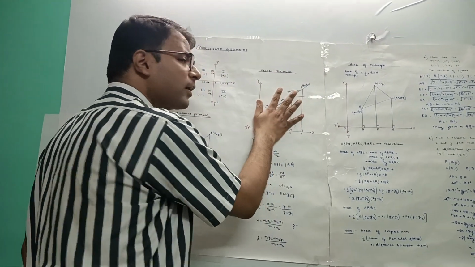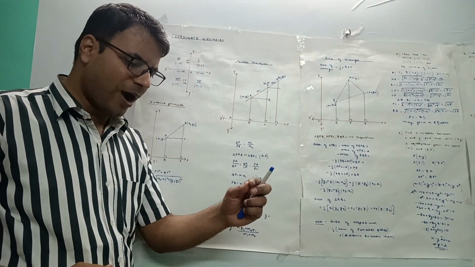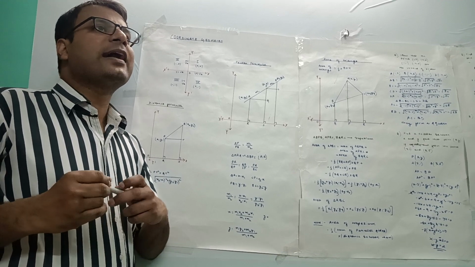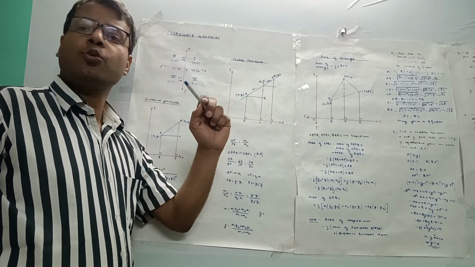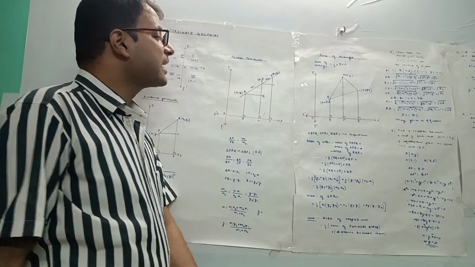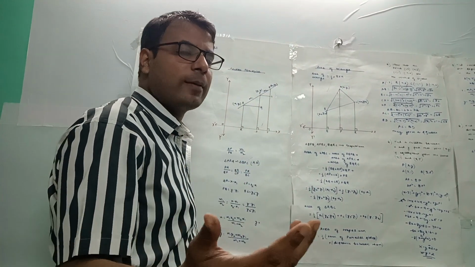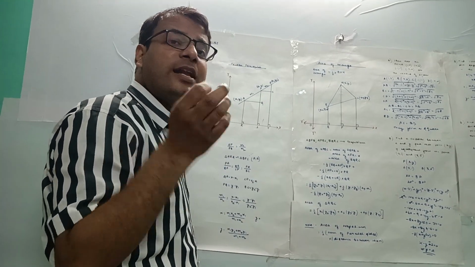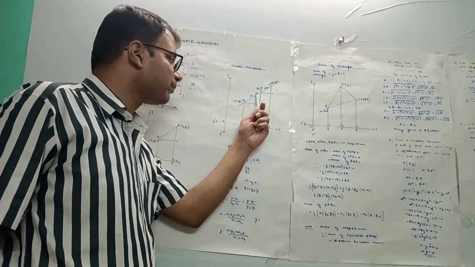Now the second thing which you have to read is the section formula. See, suppose there are 2 points forming a line segment. A line segment is a part of a line. Now A and B are 2 points which form a line segment. There is a point P which divides this line segment in the ratio m1 is to m2. So we have to find the coordinates of this point P.